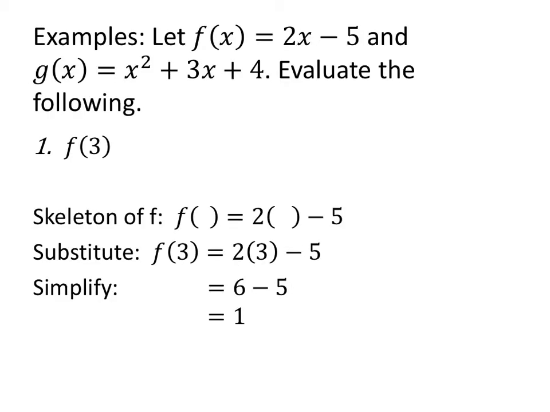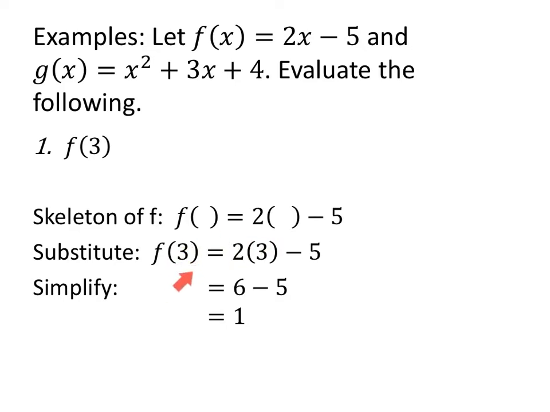Alright, so let's let f of x be 2x minus 5 and g of x be x squared plus 3x plus 4, and we're going to evaluate. That's what this whole lecture is about, right? So here we go. If I want to find f of 3, I use something called the skeleton method. The skeleton says, I'm going to take the function f, and I'm going to take out the x. And everywhere there was an x, I'm going to put in parentheses. This is the structure or the skeleton of the function, right? The fleshy stuff we'll deal with later. This is just the structure.